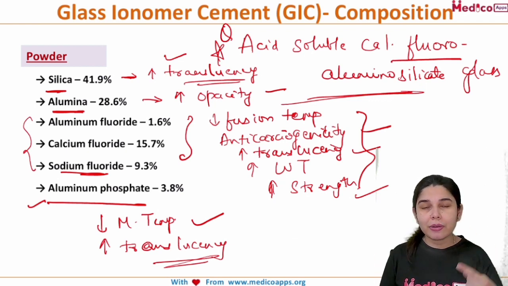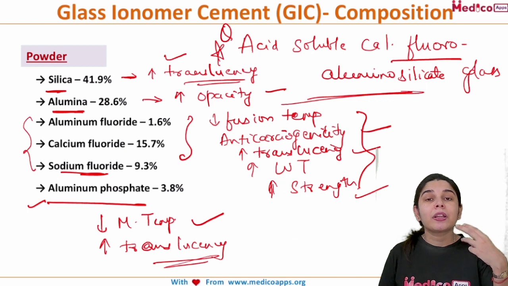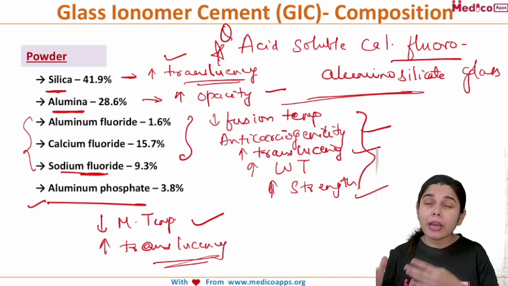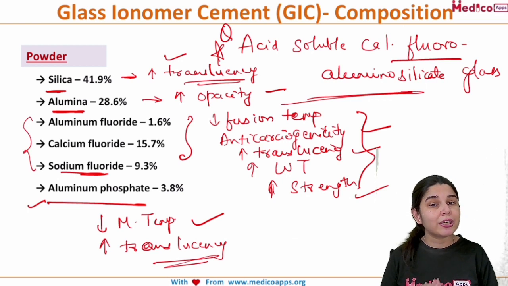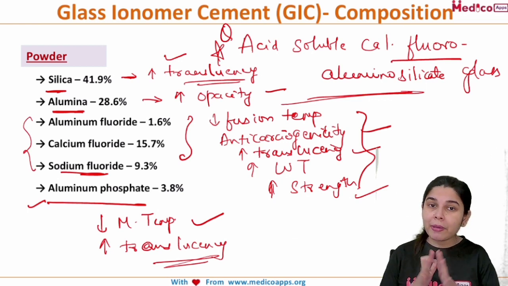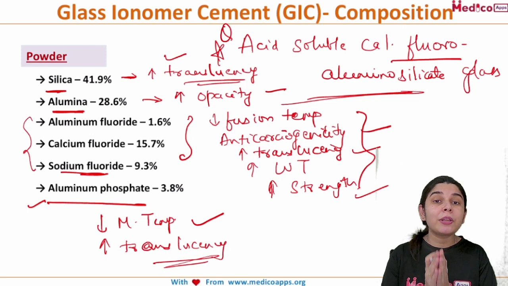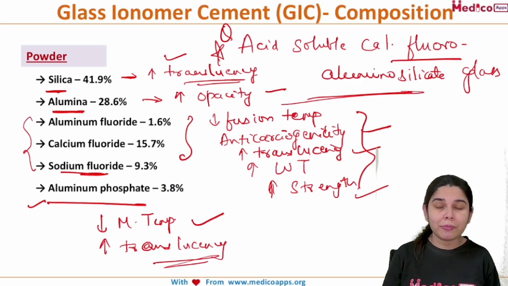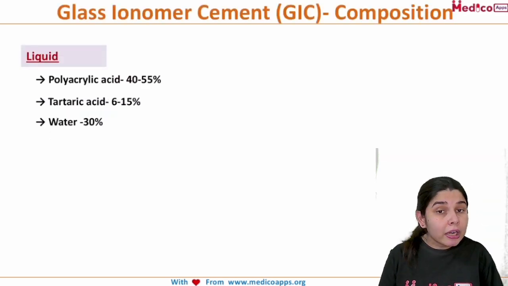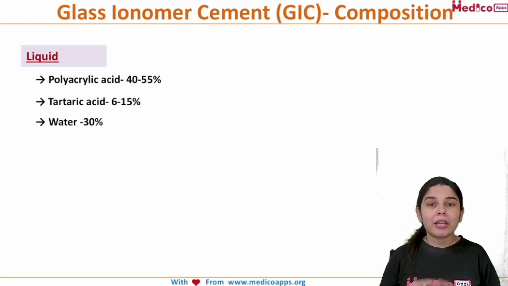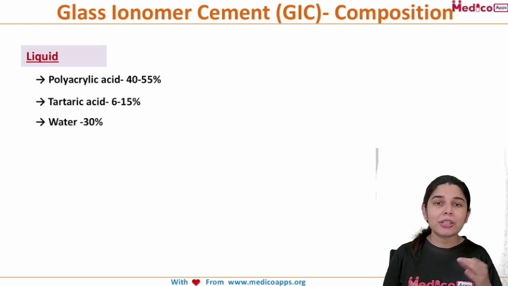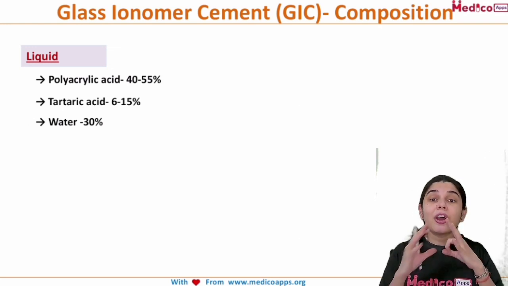So let's just remember silica, alumina, the sodium fluoride, the calcium fluoride, and aluminum fluoride, and lastly aluminum phosphate is present in the powder. So I hope you remember the composition for the powder of the glass-ionomer cement. With this, we are now going to move to the liquid side of the glass-ionomer cement. Now, glass-ionomer cement liquid consists of basically 3 items or 3 components.